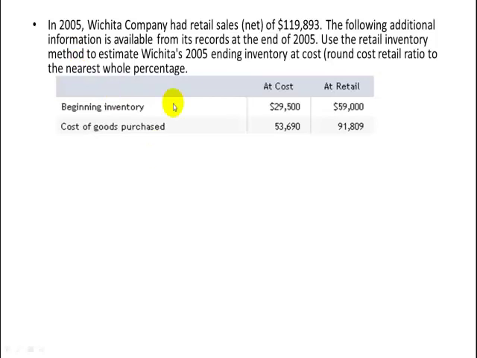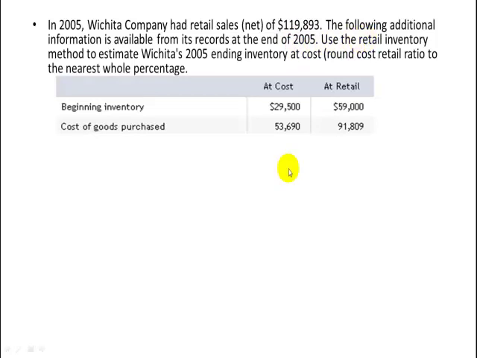They really can't count the inventory, but you have to have certain amounts of information in order for this method to work. You have to be given the beginning inventory at cost and also at retail. You also have to be given, in some way, your records have to be able to produce the cost of goods that you purchased at cost and at retail. If you don't have these four pieces of information, you can't go any further in this problem. So let's see if we can come up with an estimate of the ending inventory under the retail inventory method.